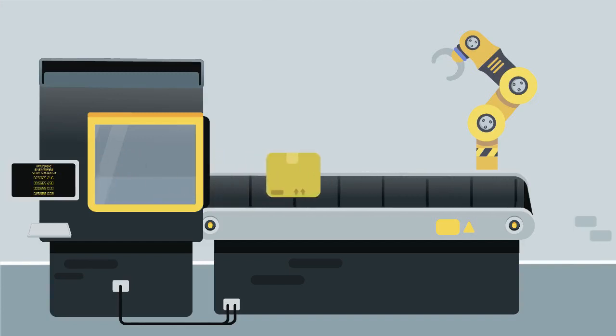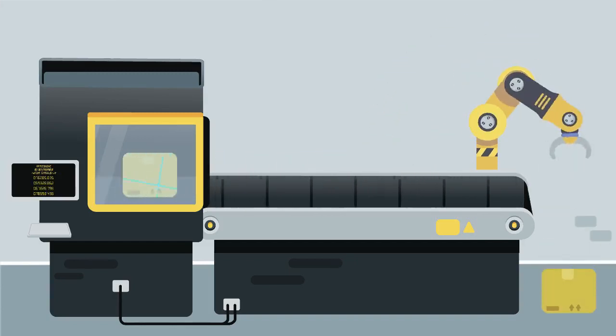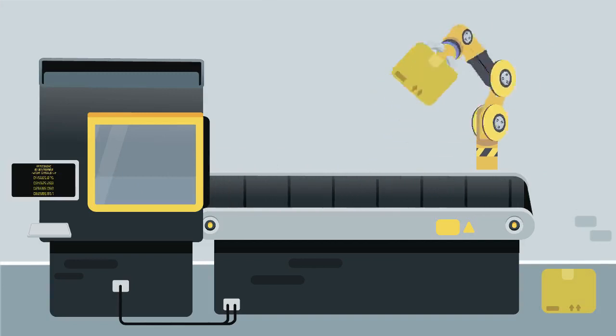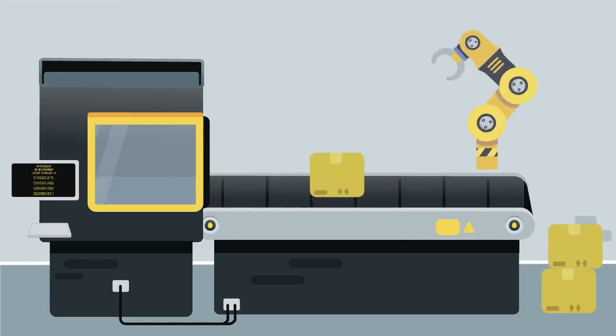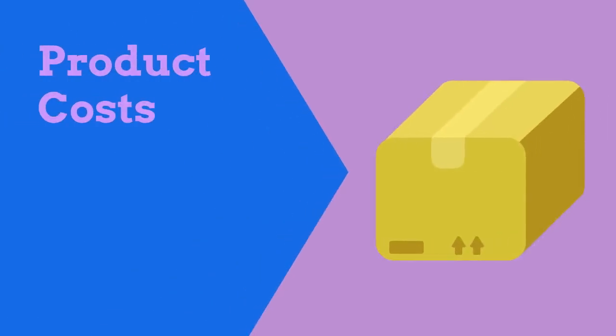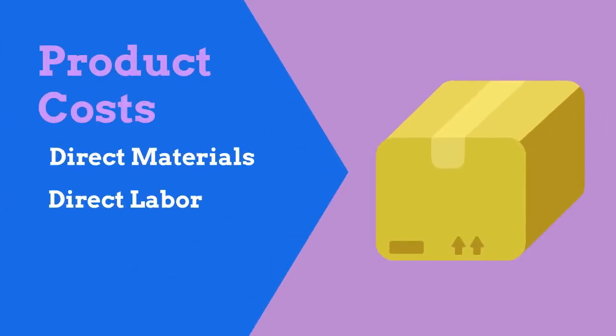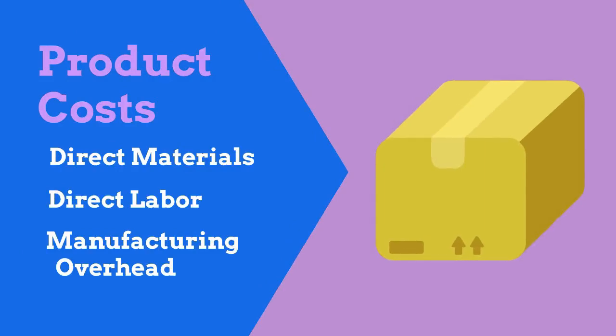Cost of goods manufactured is the cost of all products that have been completed during a period and have been transferred to finished goods inventory. These costs are product costs: direct materials, direct labor, and manufacturing overhead.